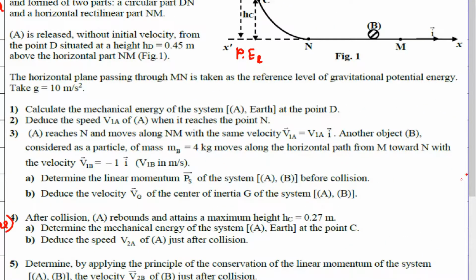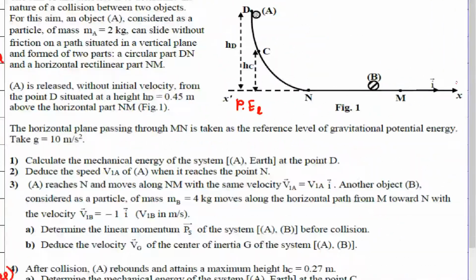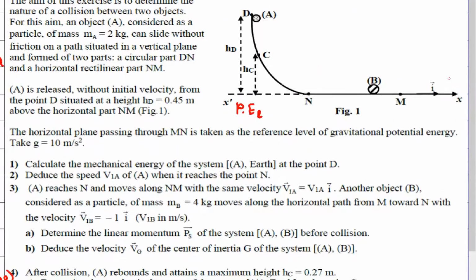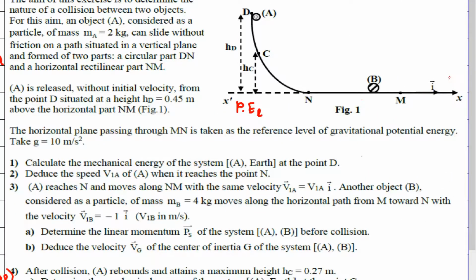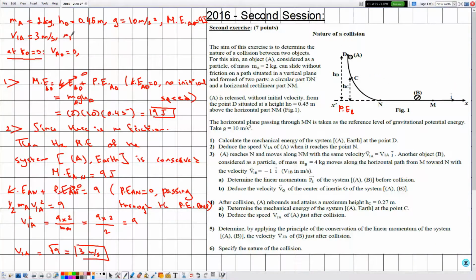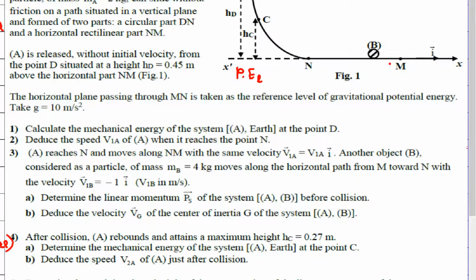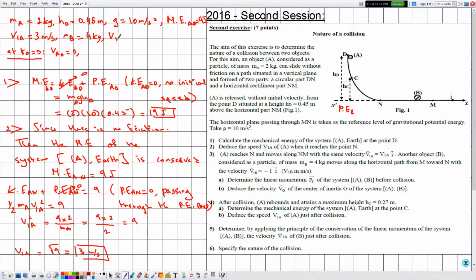Now regarding part 3, they are telling us that A reaches N and moves along NM with the same velocity v1A. So as A reaches the point N, it continues its path with the same speed that we have determined. Now another object B, which is situated between N and M, considered as a particle of mass m equal to 4 kilograms, moves along the horizontal path from M towards N, so B is moving like this, with a velocity v1B equal to minus 1 i, expressed in meters per second, and the minus sign indicates that it's moving from M to N. So let me say that here v1B is equal to 1 meter per second.